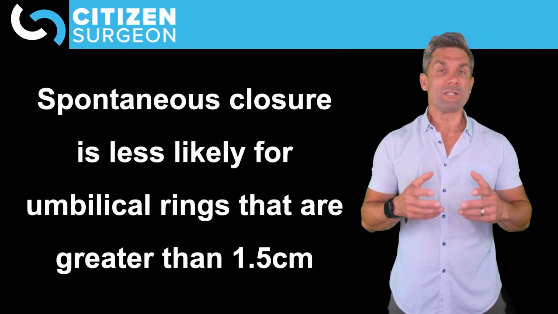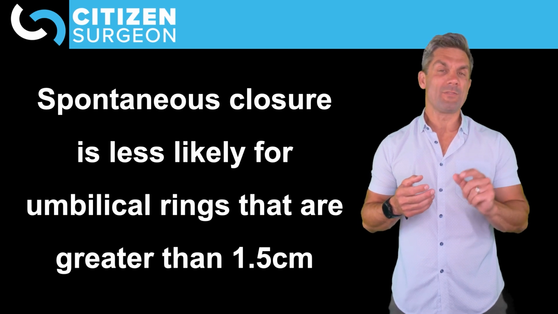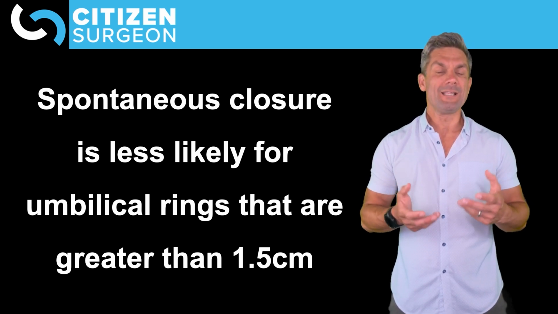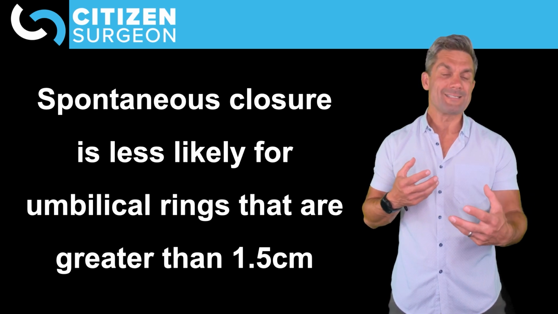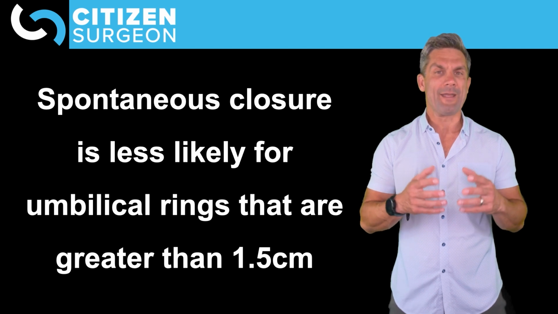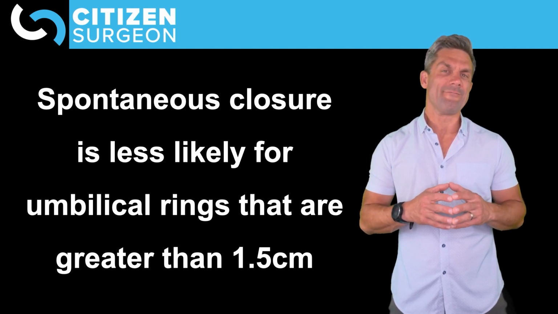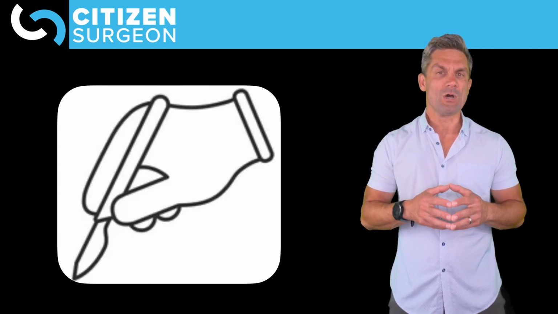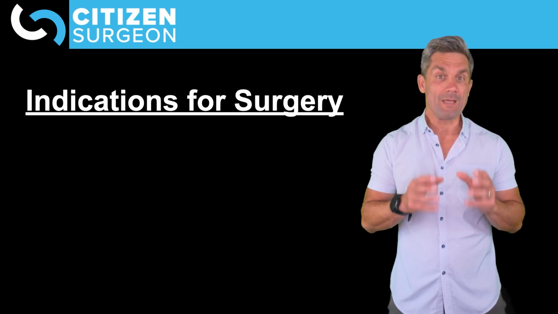While spontaneous closure of umbilical hernias with a size of greater than 1.5 centimeters is less likely, if that child still has an asymptomatic hernia or does not have a large proboscoid, then I will offer that parent the ability to follow that until at least the age of 5 years old to give that a chance to close, okay? So let's get into the indications of fixing an umbilical hernia.